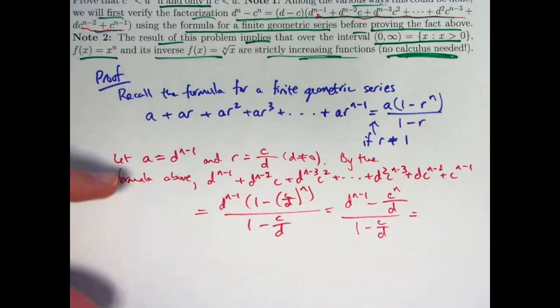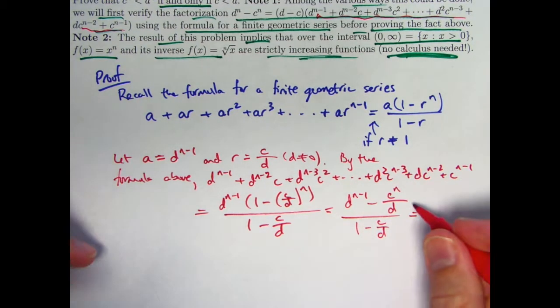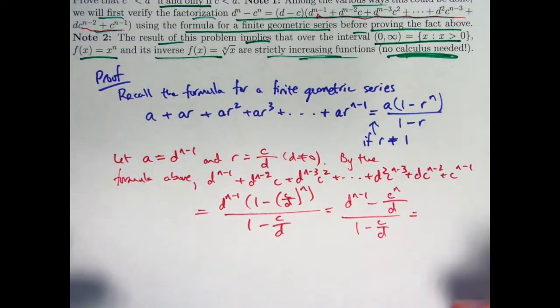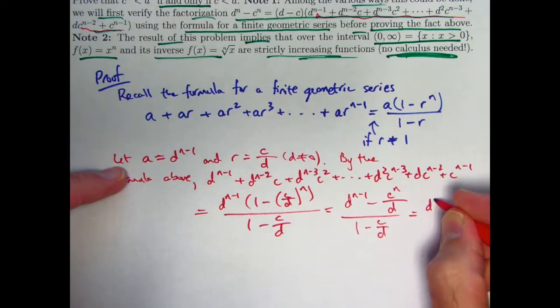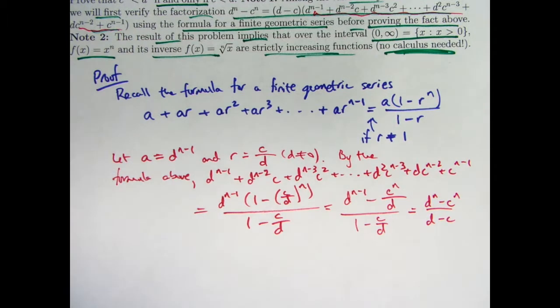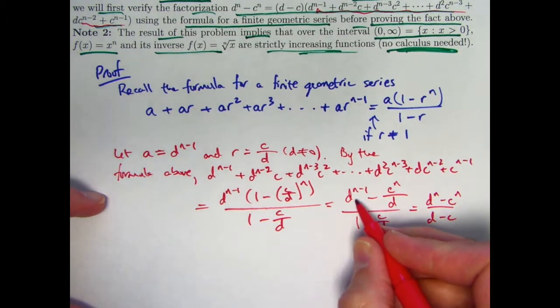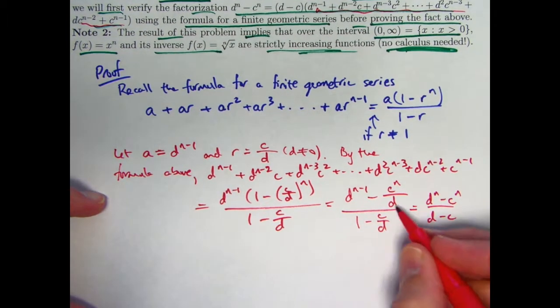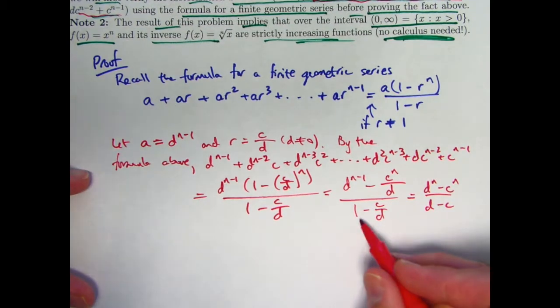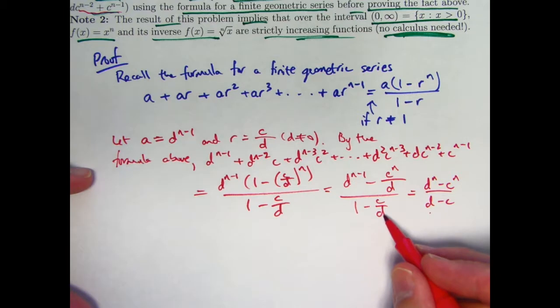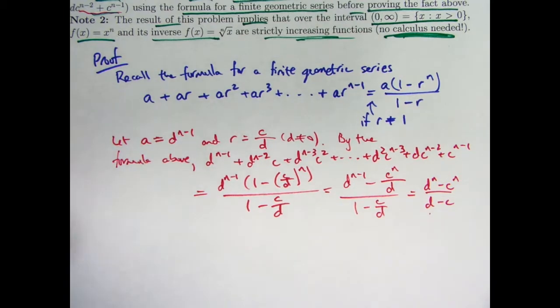So we get this after using the distributive property on top, and you can say distributive property if you want. And then, using the fact that I can multiply the top and the bottom by d, really multiplying the whole fraction by 1, I'm multiplying by d over d, this simplifies to d to the n minus c to the n over d minus c, right? Because you get cancellation. D times d to the n minus 1 is d to the n. D times this, the d's cancel, giving you c to the n. D times 1 is d. D times this, the d's cancel to give you c.